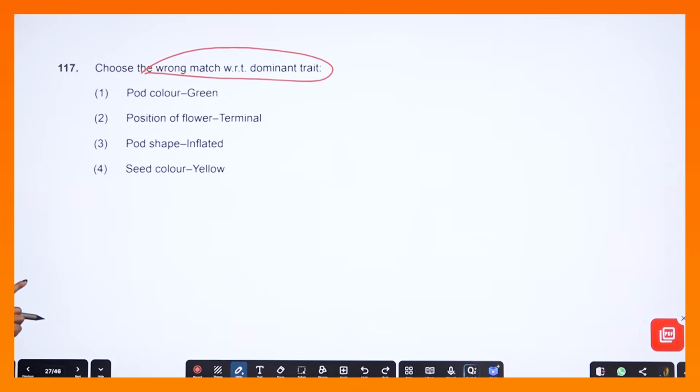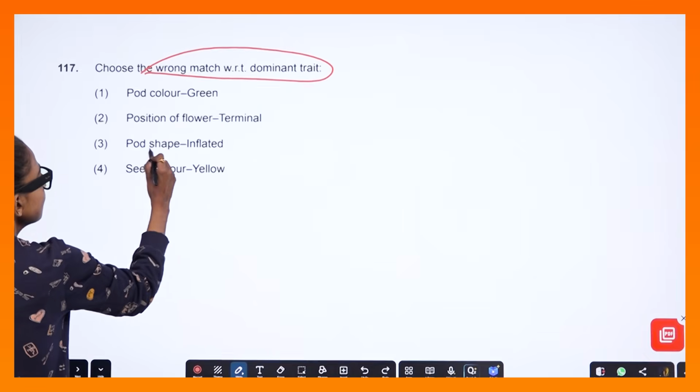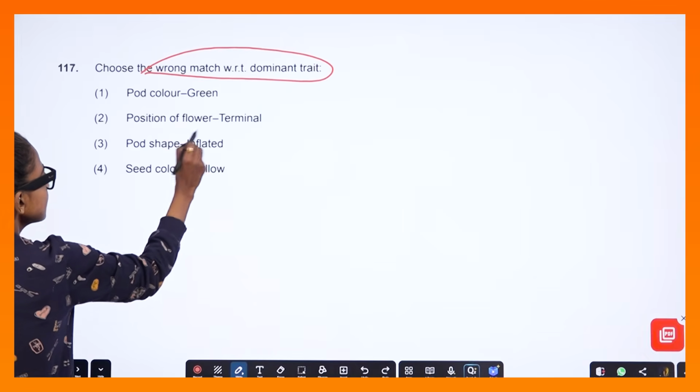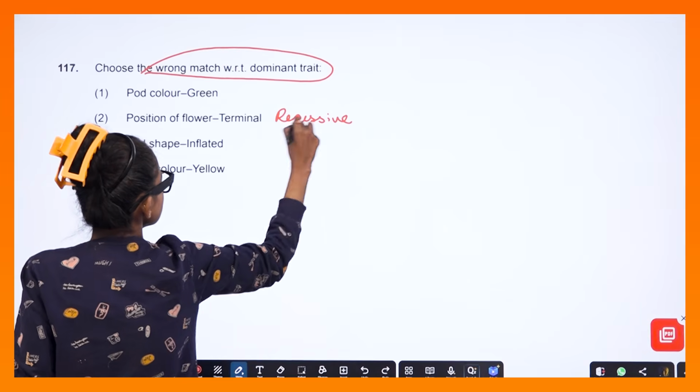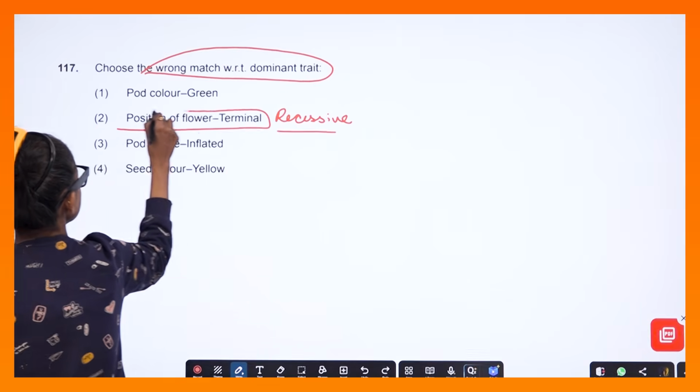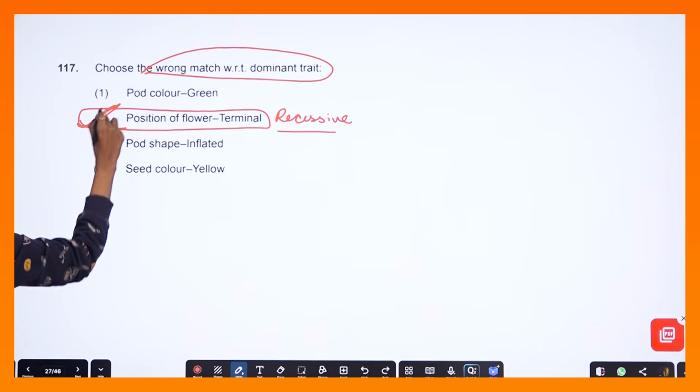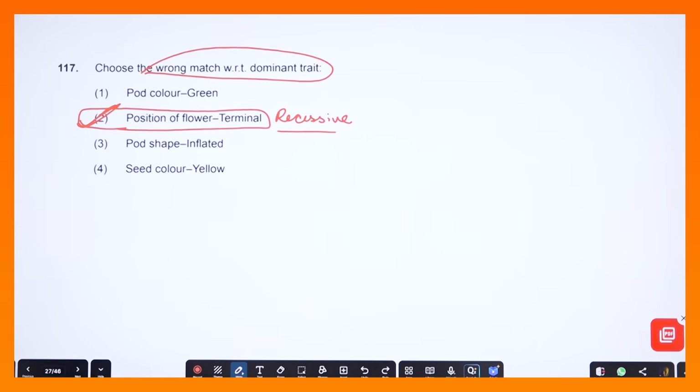All right. This is again a wrong-match question with respect to dominant traits, so you have to find the one that is not dominant. Seed color yellow is dominant. Pod shape inflated is dominant. This is recessive. This is recessive. Position of the flower, this is recessive. So this is going to be your answer.